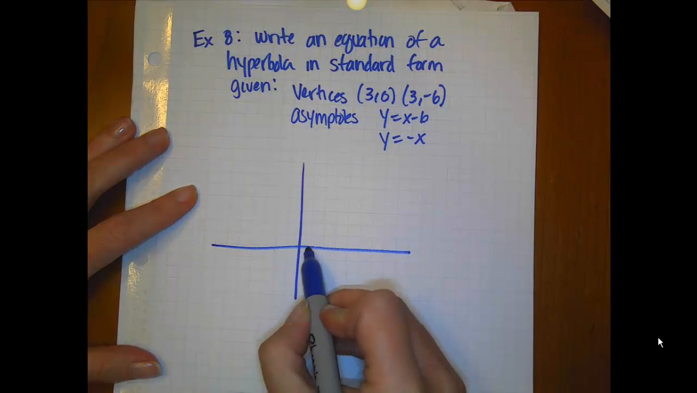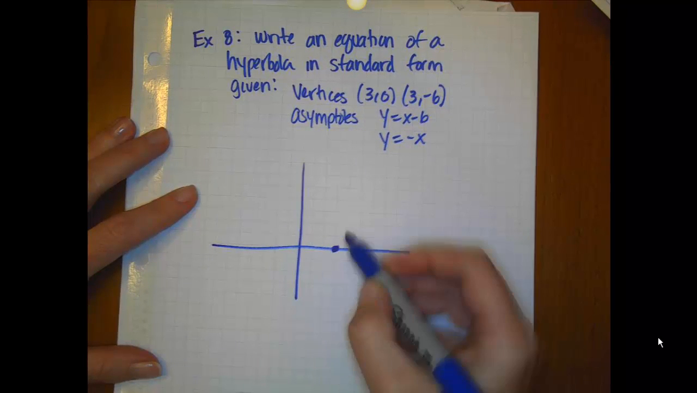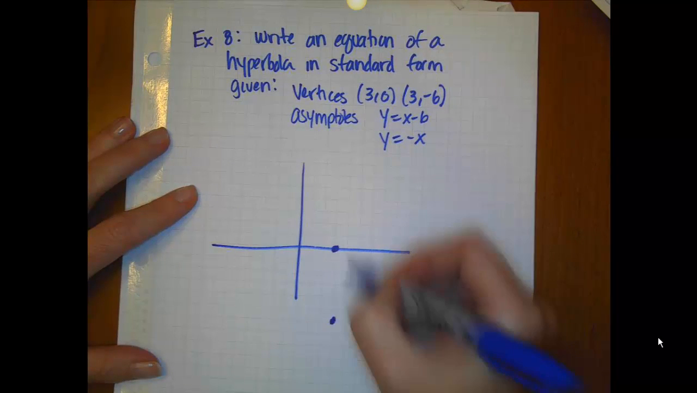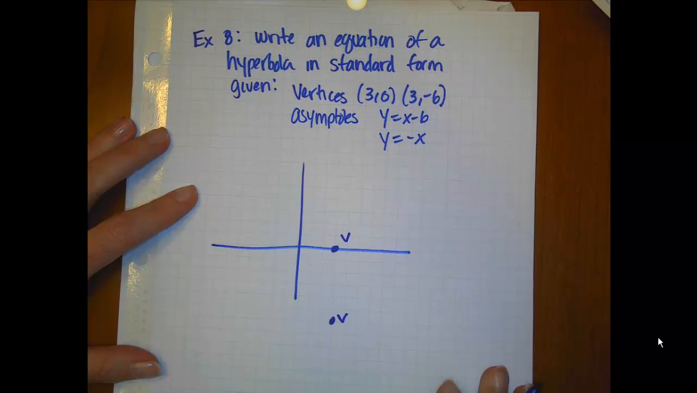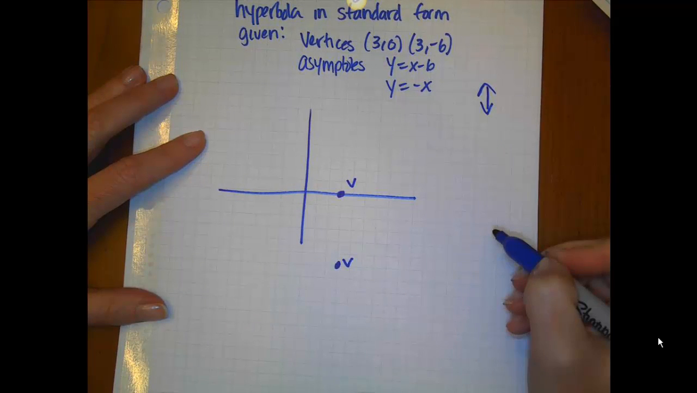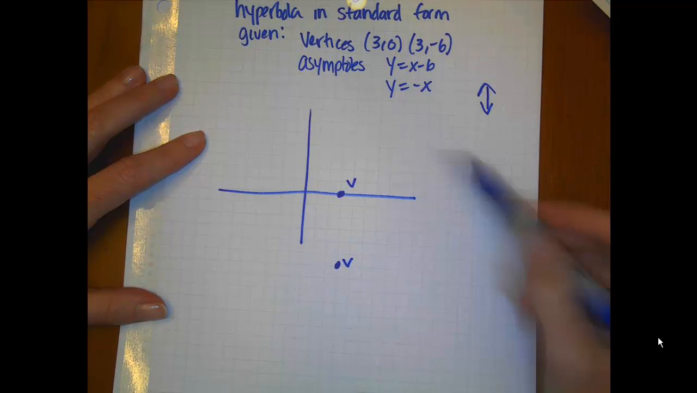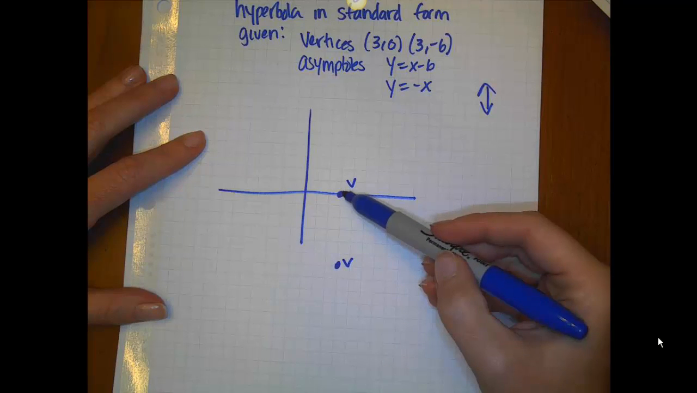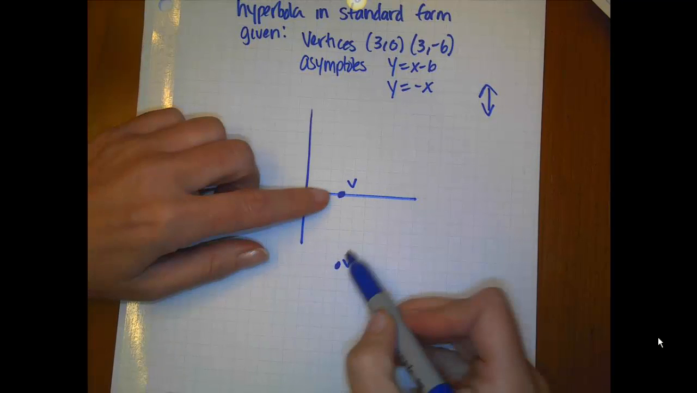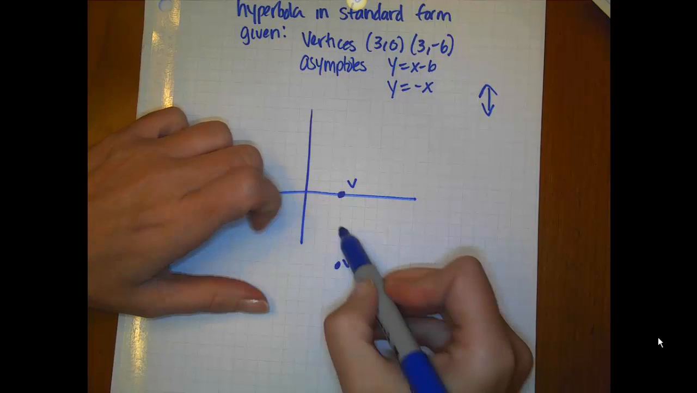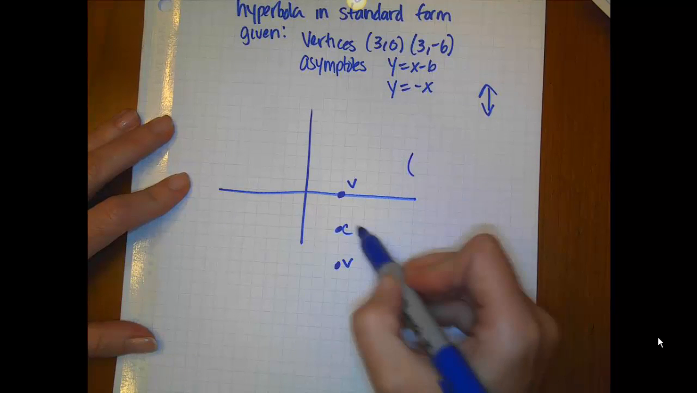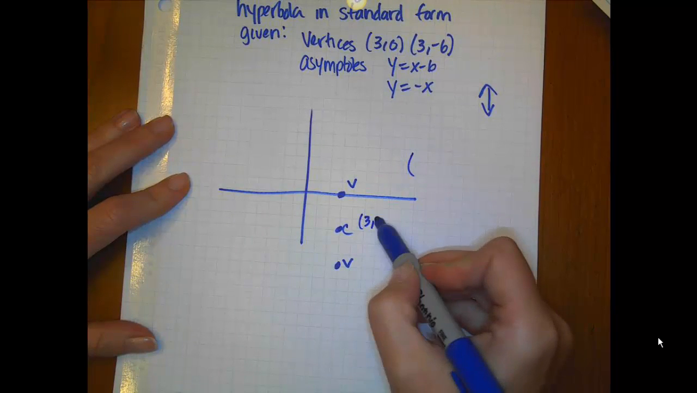So at 1, 2, 3, 0, and then at 3, 1, 2, 3, 4, 5, 6, I have vertices. So automatically I know that I have a vertical transverse axis. Furthermore, I know the center is not at (0, 0) because the center has to be smack dab in between those vertices. So if I count 1, 2, right there, that has to be the center of my hyperbola. So I know that this center is at (3, negative 3).